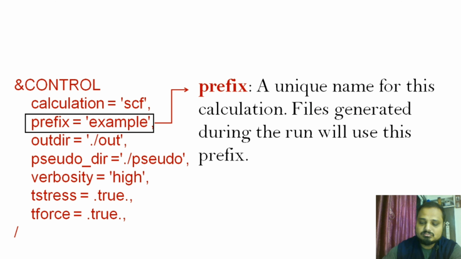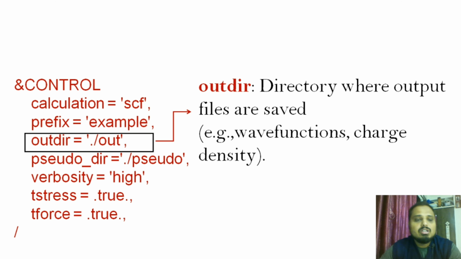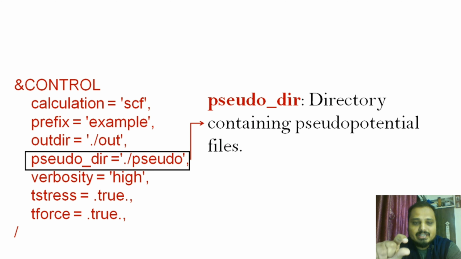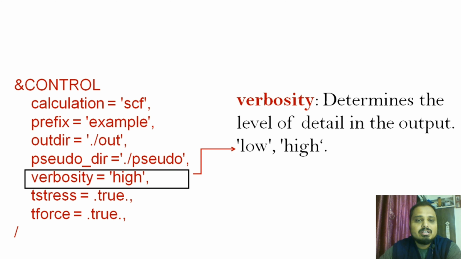After prefix we have outdir. The outdir is the directory where you are going to save all your generated output files. If I write dot out over here, then during the calculation it generates an out named folder. In that folder all the files will be generated. Pseudo directory contains the address of your pseudopotential. You have to give the folder address of the pseudopotential which you are going to use for the calculation.